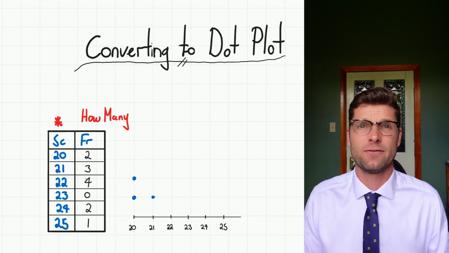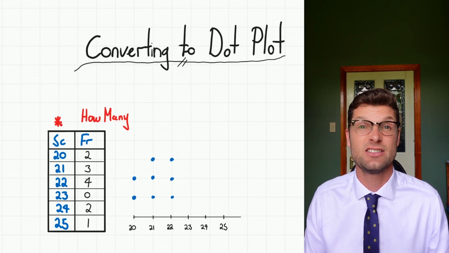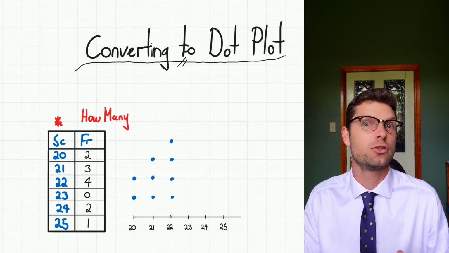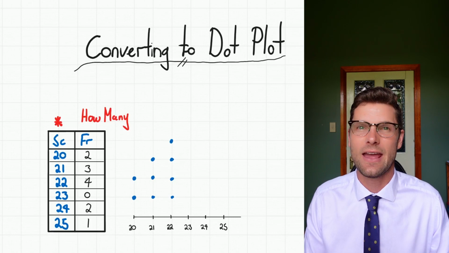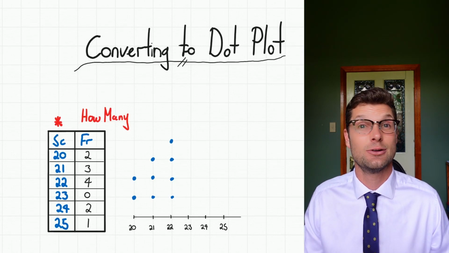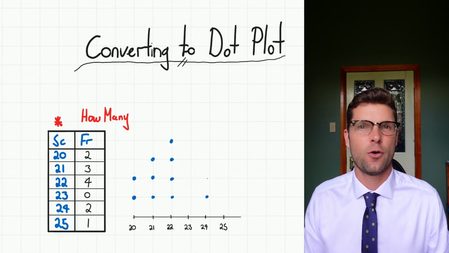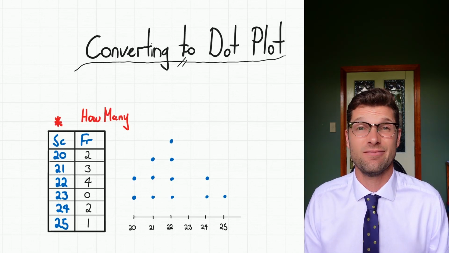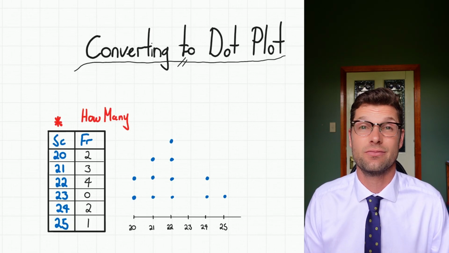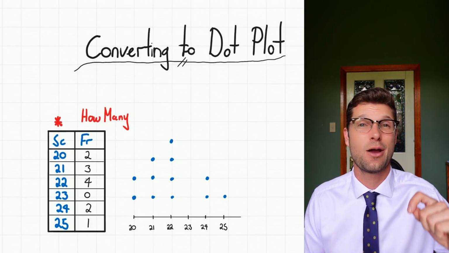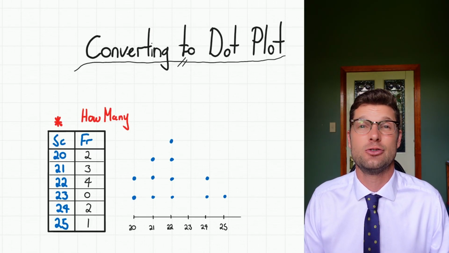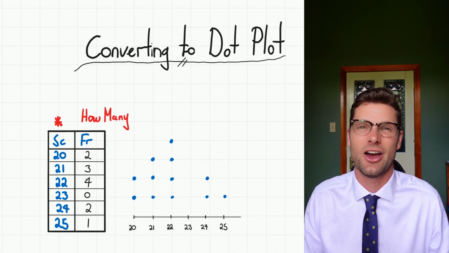Then I've got 3 above 21, 4 above 22, none for 23, so I can just leave that gap. Don't not put 23 in there, even though there's not a score there. You still have to leave the gap, otherwise the scale will get messed up. Then I've got 2 for 24 and 1 for 25, and I'm done. That's all the work you've got to do. So when you see the frequency, put the dots. The only way you can really lose marks here is if you rush it and don't take your ruler into the test.